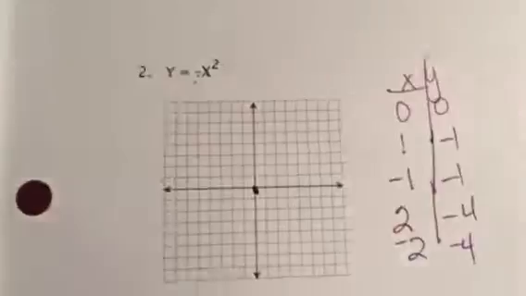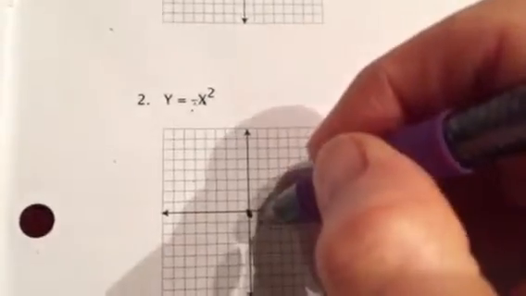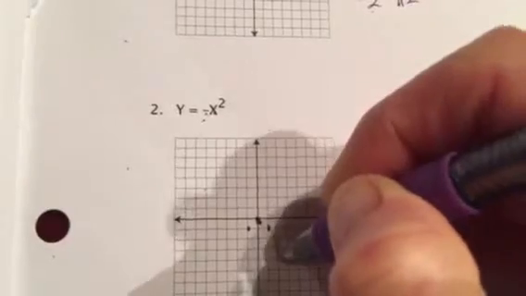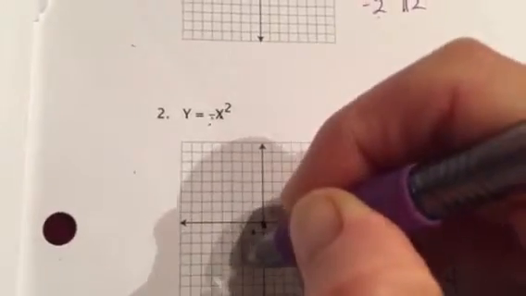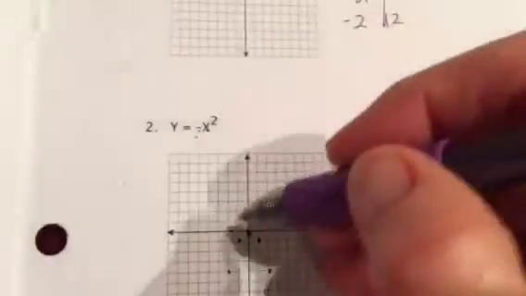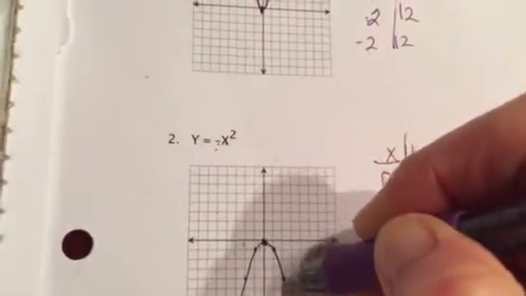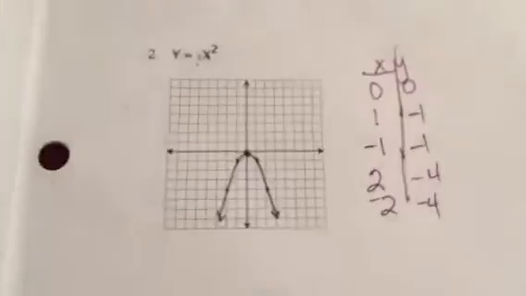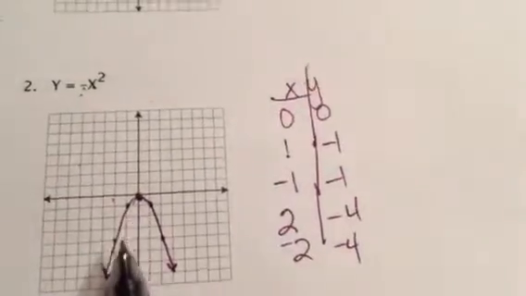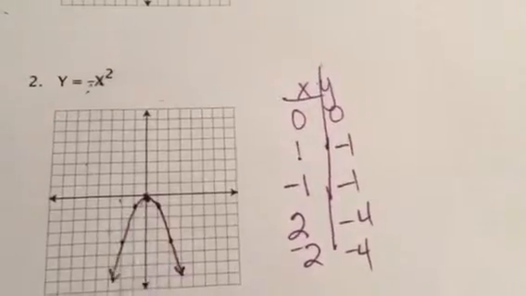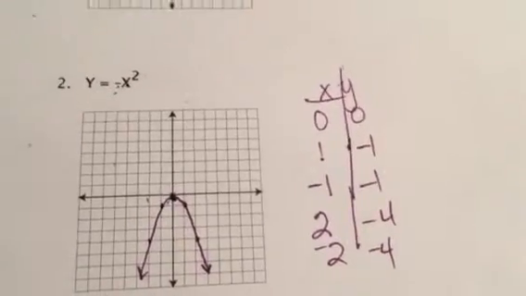So if you plot these points, there's your 0, 0, 1, negative 1, negative 1. Here's 2, 1, 2, 3, 4, and negative 2, negative 4. So it's going to look something like that. Just make sure you give me a nice smooth curve like that. It should look just like that. Okay, this is not a V. I want a nice gentle curve with arrows on the end. So it looks just like that.